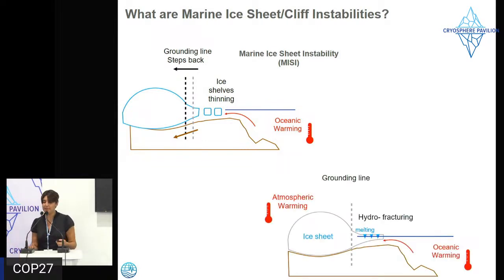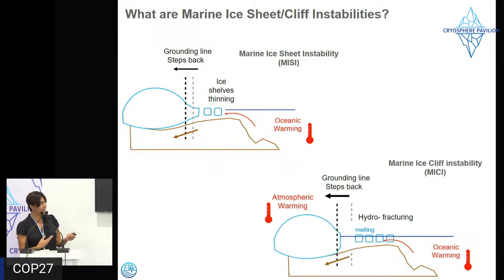Another kind of instability is what we call the marine ice cliff instability. That also occurs on the ice shelf and has the same effect. It is due mostly to surface melt. If the temperatures are warm enough to produce melting at the surface of the ice shelf, the meltwater penetrates into the crevasses of the ice shelf. When winter happens, it freezes again and enlarges the cracks and creates hydrofracturing processes that make it very easy to disintegrate if ocean warming below is particularly aggressive.